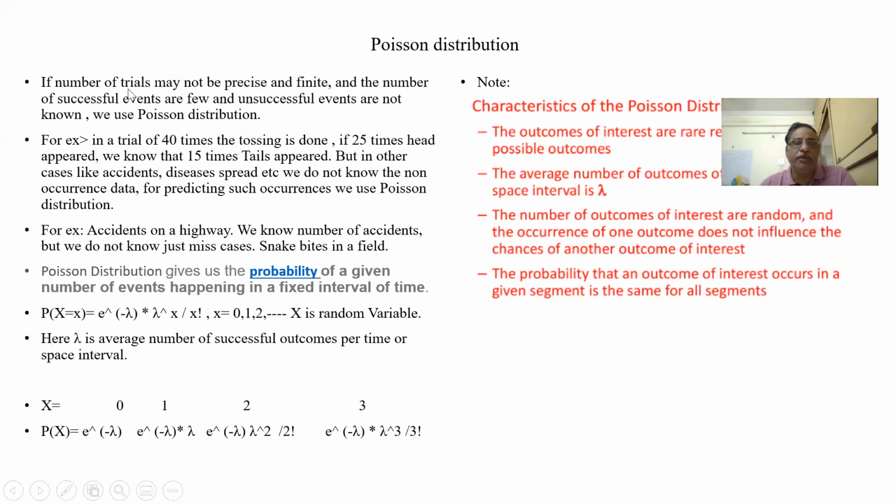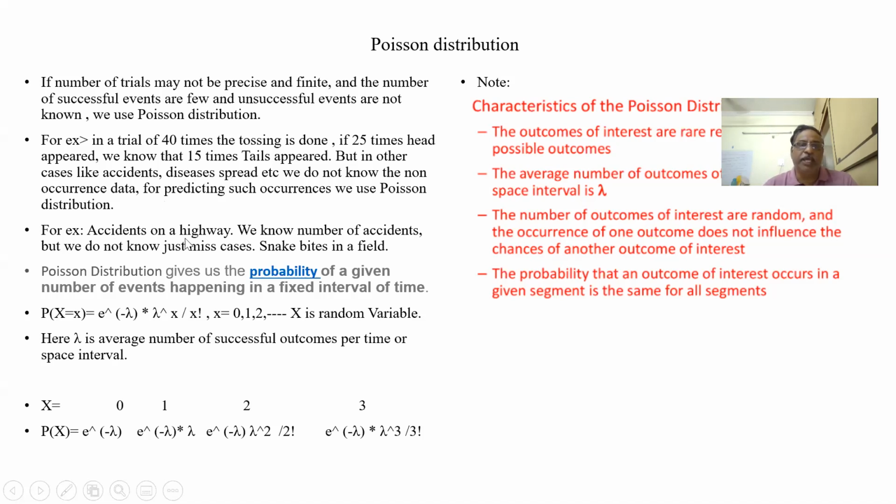Let us see if the number of trials is not available to us and it is not finite, then binomial distribution we cannot do. We have to do Poisson distribution, because in binomial distribution we have n. N is finite and known, but if this is not known, we have to use Poisson distribution.